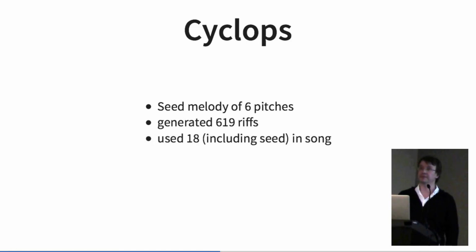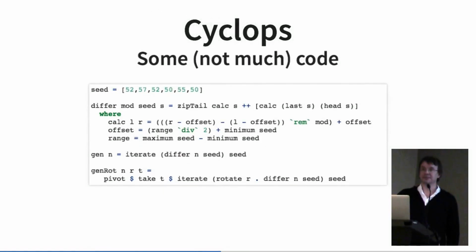The song is just riffs from this. And it's really not that much code. And I left the types off this because this is actually how I worked with it. I didn't use types. I just worked with GHCi and was able to spit this stuff out to MusicXML, load it up in Sibelius, hear what it sounds like, and make a song out of it.